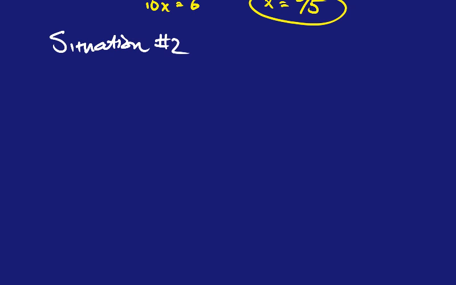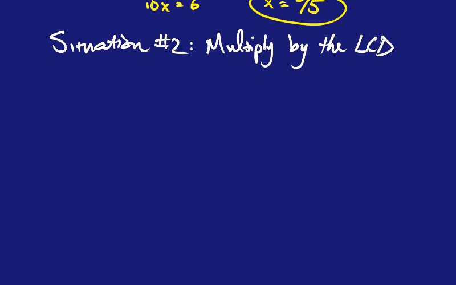Situation number 2 is going to be when we multiply by the least common denominator. So the second way to solve these things is to take a look at a problem like this. Say it's x over x plus 3 plus 1 over x equals 3 over x.